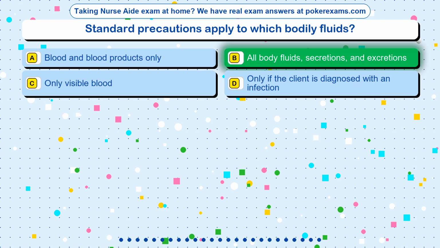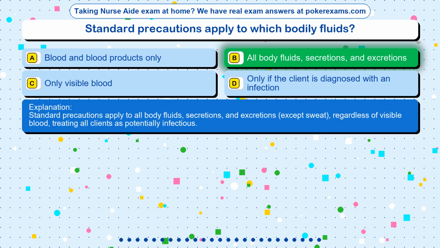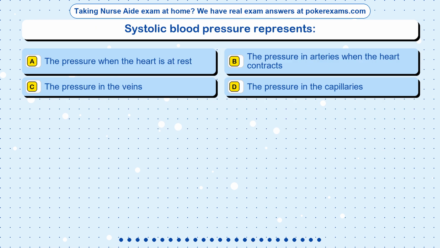The correct answer is option B, all body fluids, secretions, and excretions. Standard precautions apply to all body fluids, secretions, and excretions, except sweat, regardless of visible blood, treating all clients as potentially infectious. Question 10. Systolic blood pressure represents option A, the pressure when the heart is at rest.